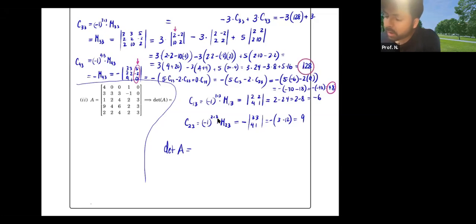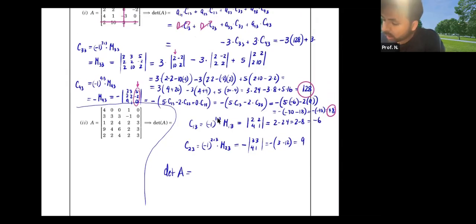Let's do some bookkeeping here. Finally, what's the determinant? The determinant of A originally was negative 3 times 128, which was C33. Now C43 is 48. So I'm going to compute that: negative 3 times 128 plus 3 times 48, and I get negative 120.